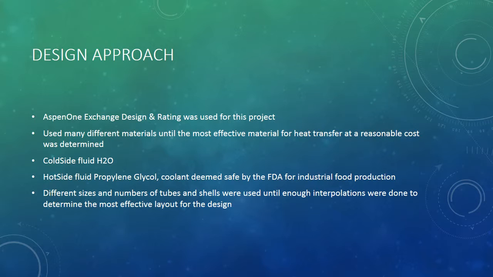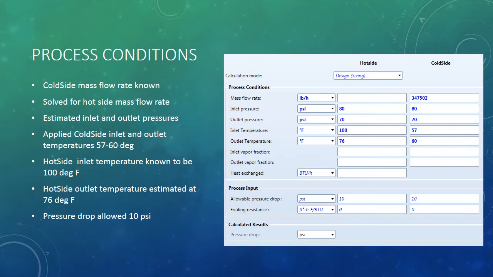The cold side fluid was water, the hot side fluid was propylene glycol, and we used this coolant because it was deemed safe by the FDA for industrial food production, so if it got into the water, it wouldn't be a big deal. Different sizes and numbers of tubes and shells were used until enough interpolations were done to determine the most effective layout for the design.